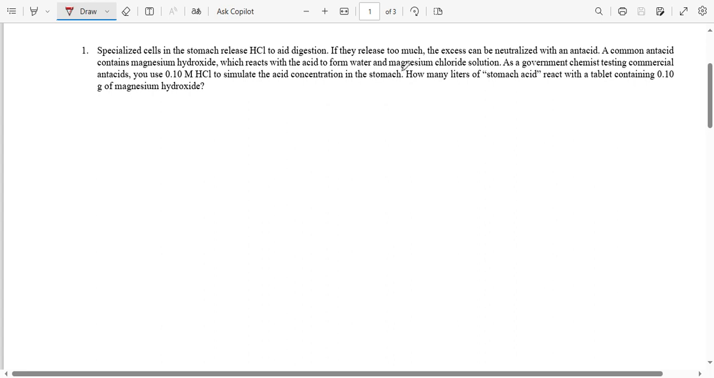As a government chemist testing conventional antacids, you use 0.1 molar hydrochloric acid to simulate the acid concentration in the stomach. How many liters of stomach acid reacts with a tablet containing 0.1 grams of magnesium hydroxide? Now you know that here you are reacting hydrochloric acid with magnesium hydroxide.